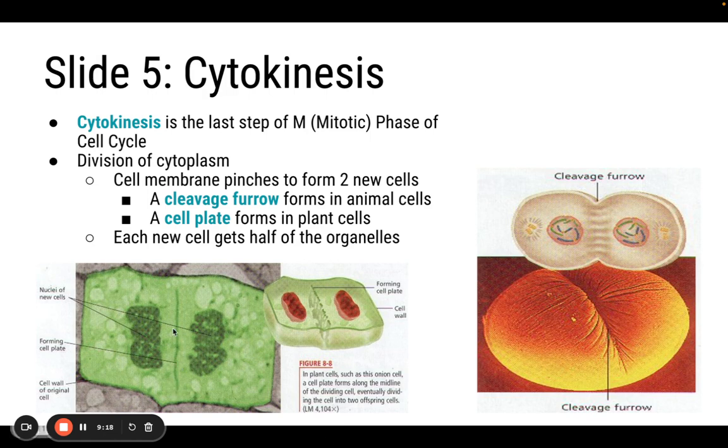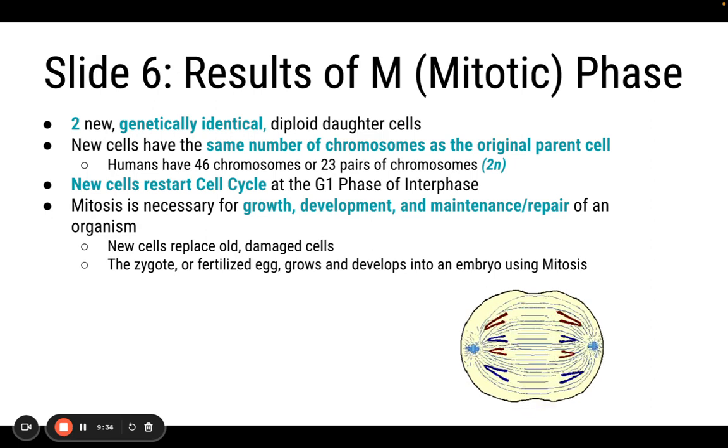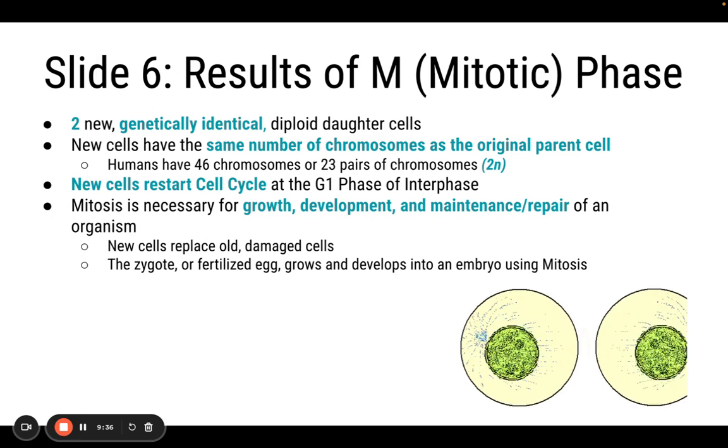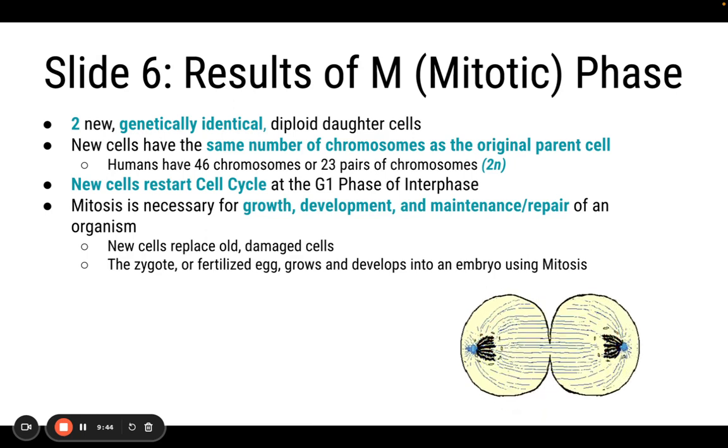In a plant cell, a different structure is involved. It's called a cell plate, and that forms between the 2 nuclei that were just formed to create a cell wall that separates the 2 new daughter plant cells. So, what are the results of all this trouble? The end result is that now you've got 2 brand new genetically identical diploid daughter cells, meaning each cell has the same number of chromosomes as the parent cell.